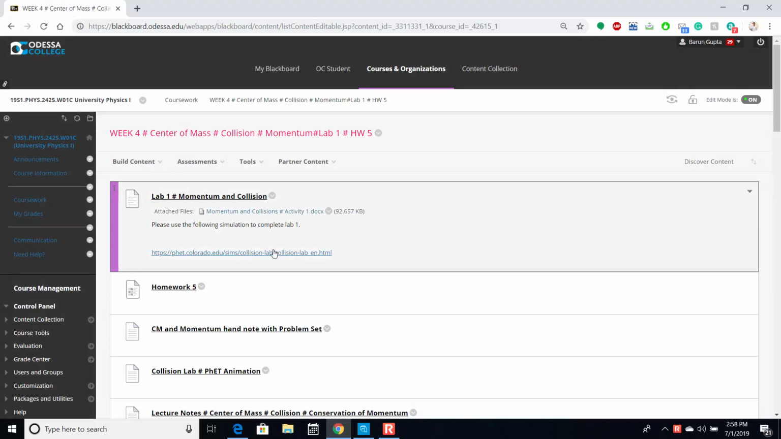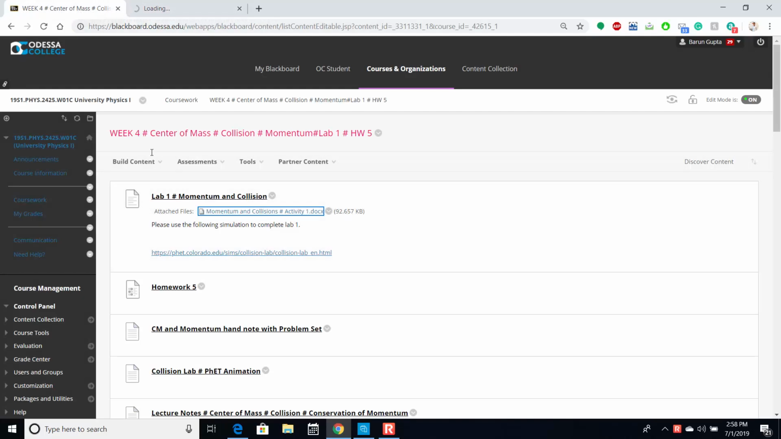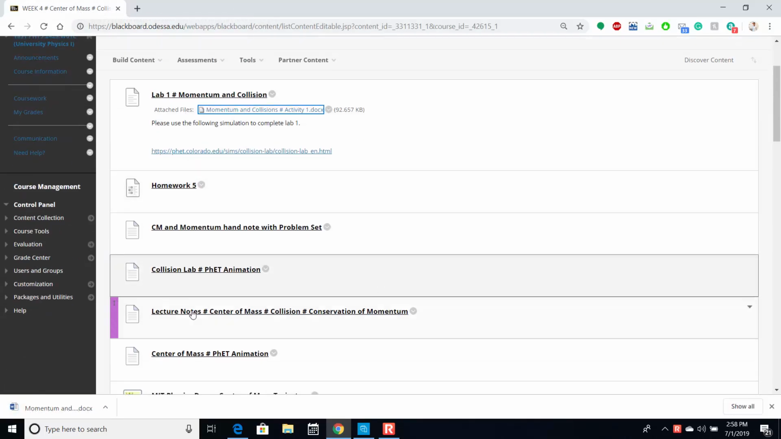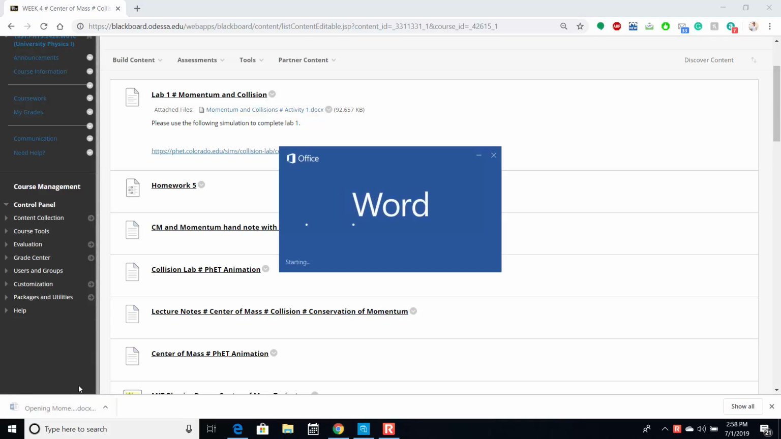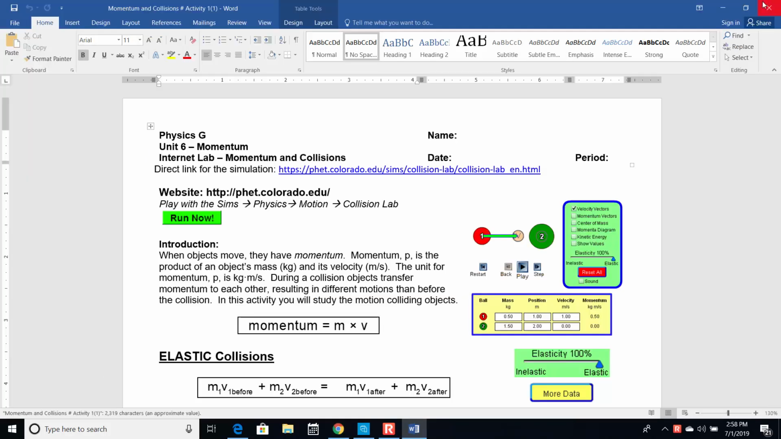folder and download this file first. It's starting up. At the same time, you have to open the collision and momentum. Let me download this one. The file is right here.